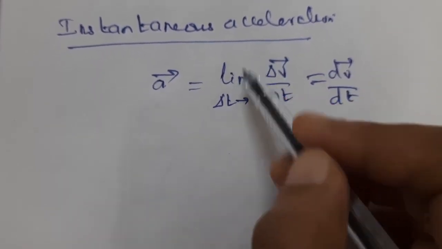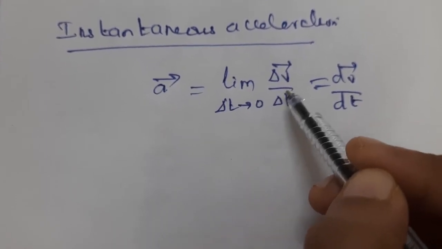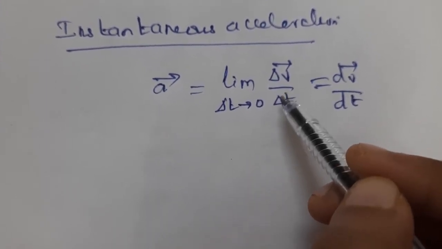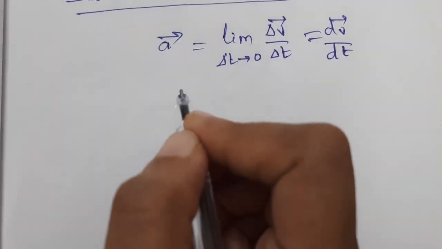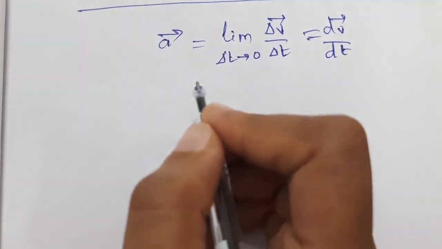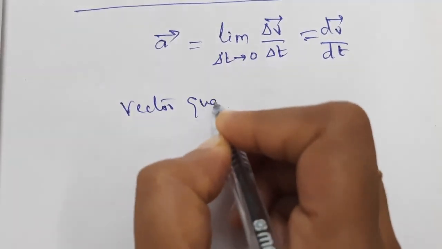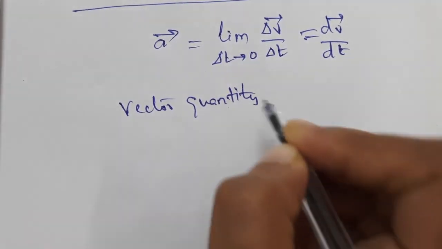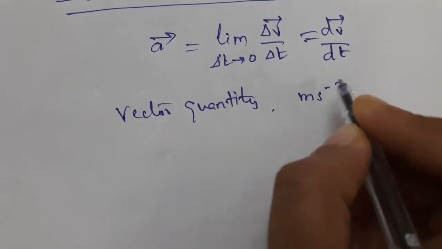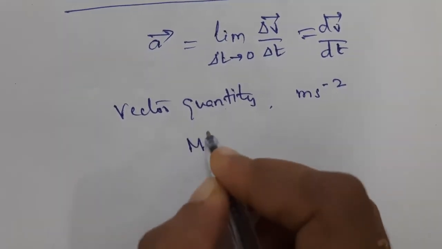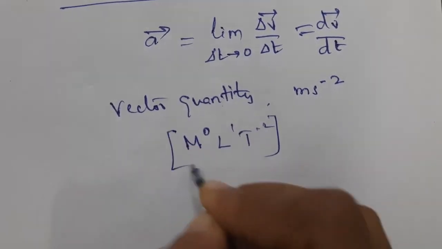Same as what we have learned for average velocity and instantaneous velocity. Instantaneous acceleration means the limiting value of the average acceleration. So, acceleration at a particular time instant t is equal to the rate of change of velocity. It is also a vector quantity. What is the unit of acceleration? Meter per second squared. What is the dimensional formula? M power 0, L power 1, T power minus 2.